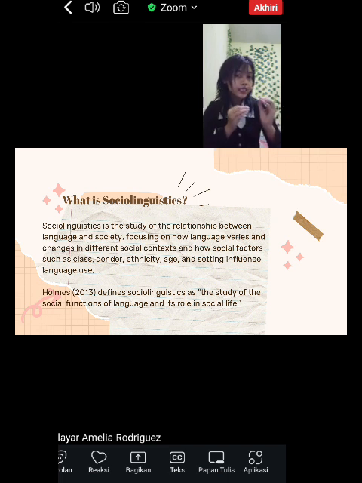According to Holmes 2013, sociolinguistics is the study of the social functions of language and its role in social life. It means language isn't just a way to communicate, but also plays much bigger roles in shaping our interactions and society. It can also reflect our identity, our personality, our social class, like that.